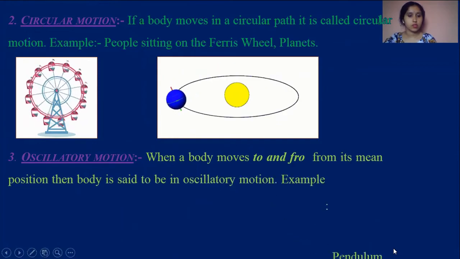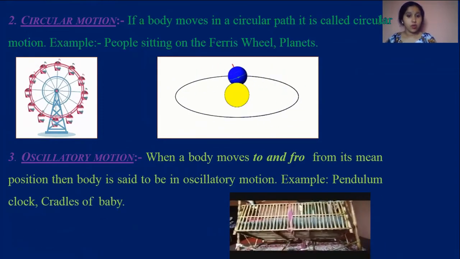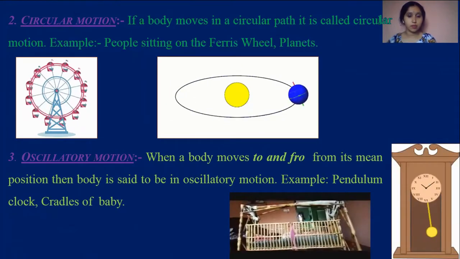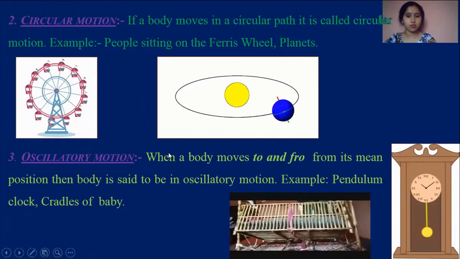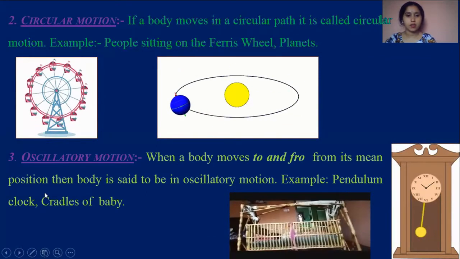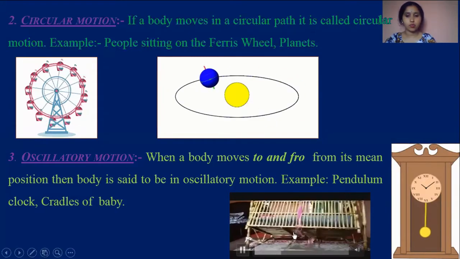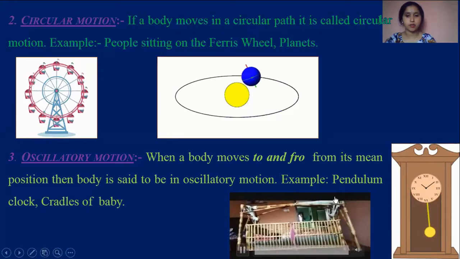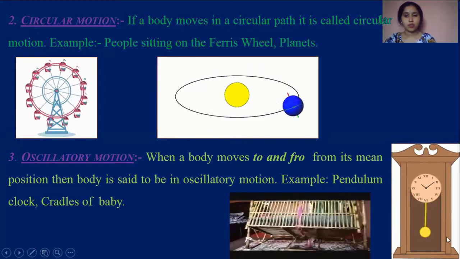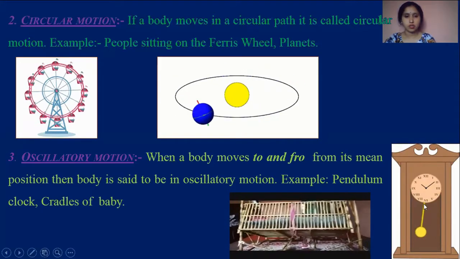And now oscillatory motion, another type of motion. When a body moves to and fro from its mean position, the body is said to be in oscillatory motion. You can see some examples here: a pendulum clock and a baby's cradle. The cradle is moving to and fro from its mean position, and similarly the pendulum is moving to and fro from its mean position.